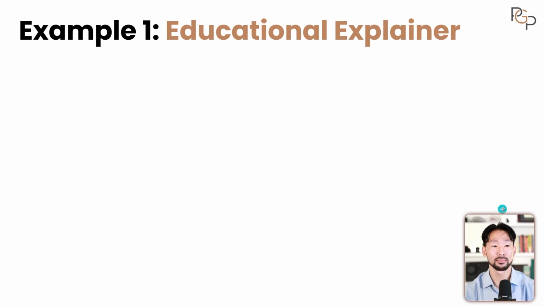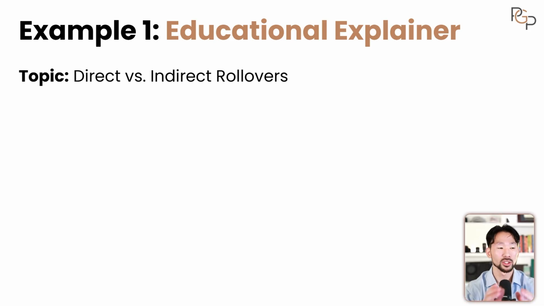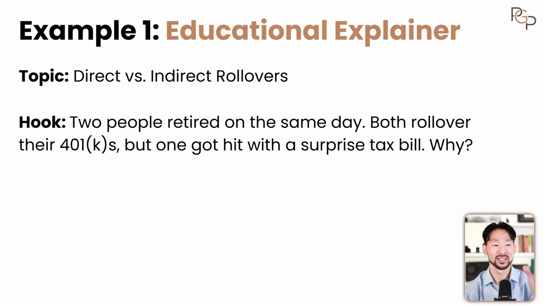So the first example is going to be an educational explainer. The topic is going to be direct versus indirect rollovers. And with each of these, I'll break down a potential hook, a potential body, and a potential CTA. For the hook here, I'm using a hypothetical scenario, and it's an educational explainer because we're breaking down direct versus indirect rollovers. Two people retired on the same day, both rolled over their 401ks, but one of them got hit with a surprise tax bill. Why? And that intrigues people.